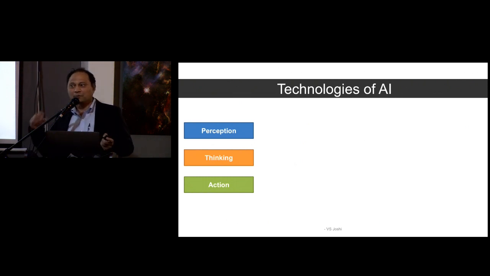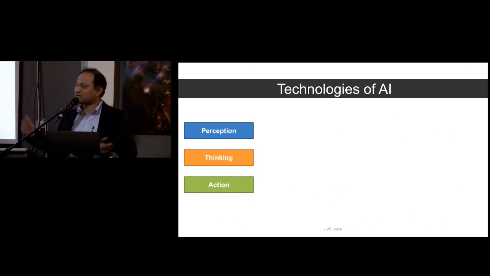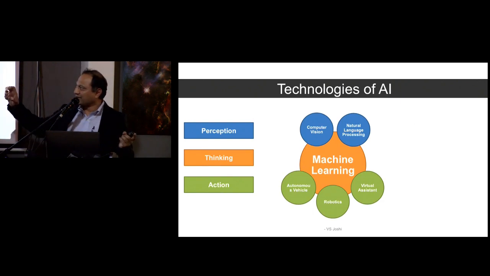When you talk about perception, we're talking about things like computer vision and natural language processing. That's how we perceive things, right? We see certain things, we hear certain things, and that's what perception is. In the case of a machine, it is computer vision and natural language processing. The thinking part is the machine learning part of it, and action is where we have autonomous vehicles, robotics, virtual assistants, and chatbots. All those things are actions, essentially.